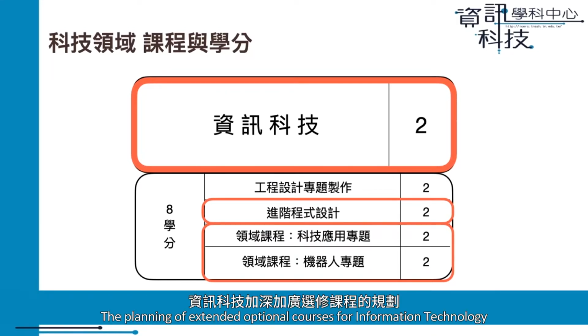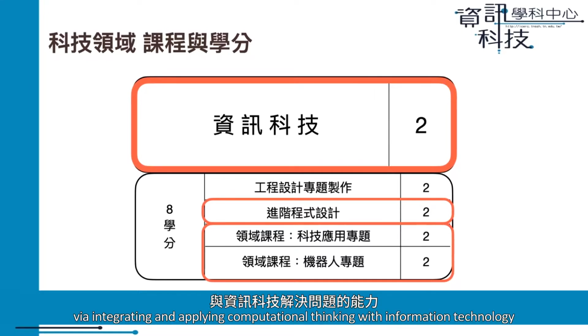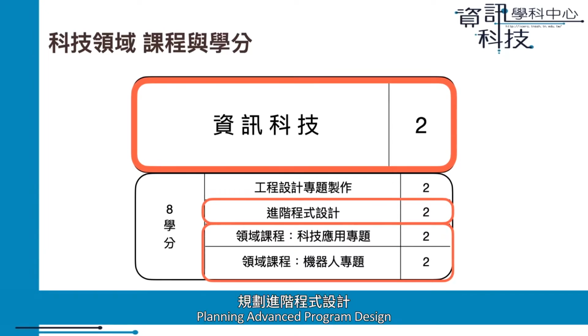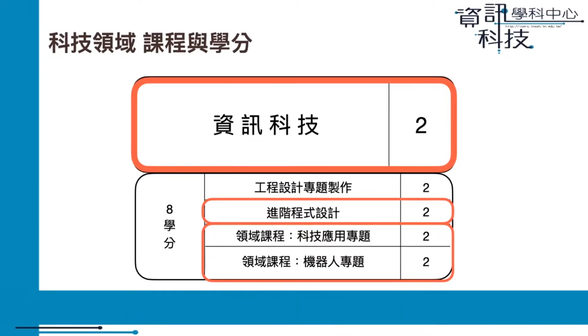The planning of extended optional courses for information technology follows the concept of the technology domain, as well as students' career development and social development needs as the foundation, cultivating students' ability to solve problems via integrating and applying computational thinking with information technology. Planning advanced program design, robot program design, and applied information technology project, these 3 extended courses are provided to students for the opportunities of adaptive development and self-actualization.